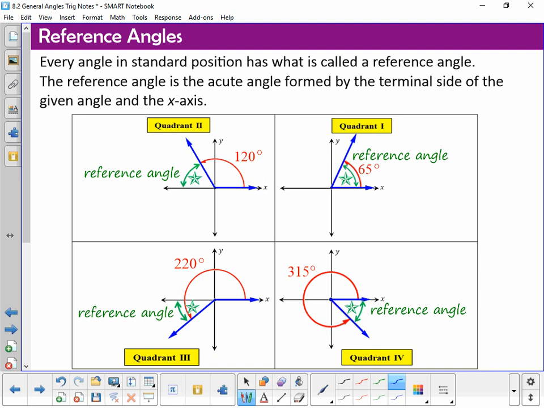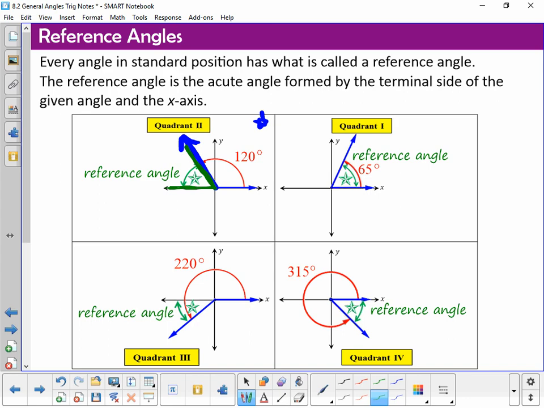So I'm actually going to start in quadrant 2, this one right here, and then we'll look at each of the other quadrants as well. So if I have an angle that has its terminal side in quadrant 2, here's the terminal side, I'll make it nice and fat. The reference angle for the angle 120 degrees, as an example, is the angle between the terminal side and the closest x-axis. So it would be this angle that is shown marked in green on the board with the star. That would be the reference angle.